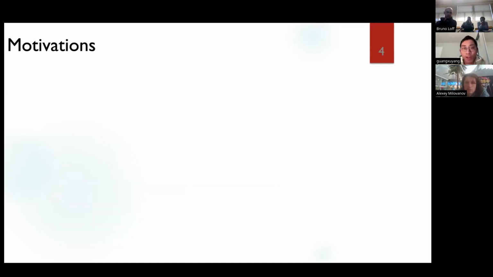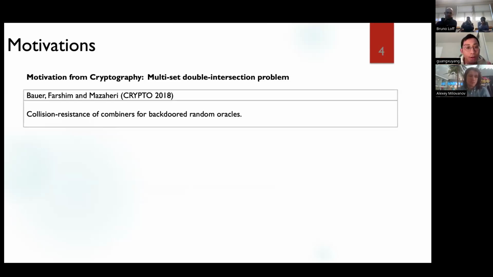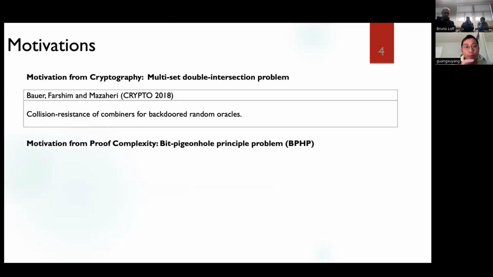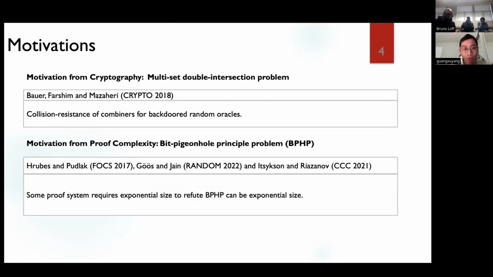So here is some motivation. First, we find that this kind of problem is called the multi-instance double intersection problem in cryptography. There is a paper showing that the communication lower bound will imply the collision resistance of the compression function for a backdoor random oracle. The second motivation is from proof complexity. They find this kind of problem is called BPHP. And they also show that a communication lower bound for collision will imply that some proof systems require exponential size to refute the BPHP.